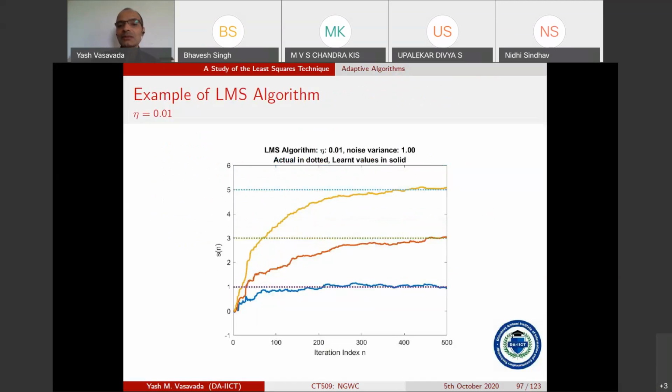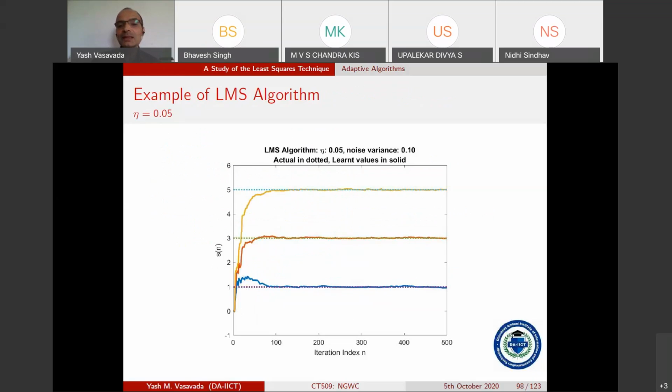So in one case, I made the noise small. In the other case, I made the noise large. The parameter S, the vector S, was 3 cross 1. And the algorithm was initialized at some 0 values, and it quickly adapted to the right solution.